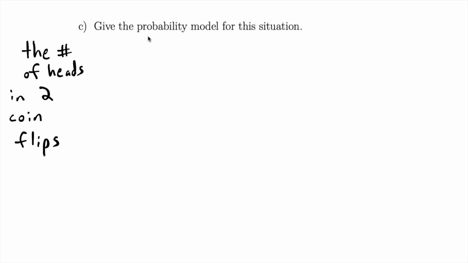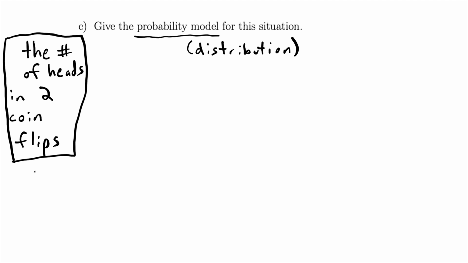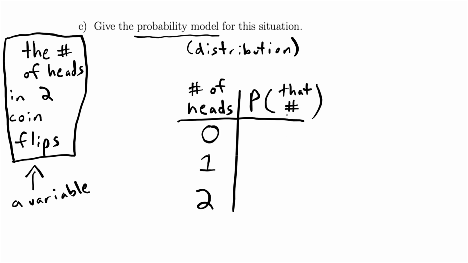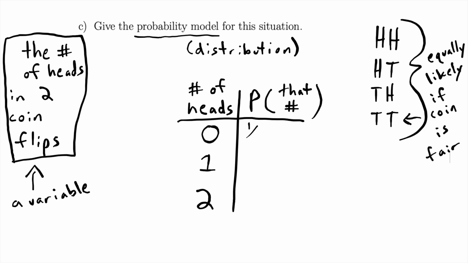So in part C, we're asked to give the probability model for this situation. This is a variable. And so the probability distribution tells you what values that variable can take on and the probability of seeing those. We were actually doing that earlier, and we can just count. And so the probability of 0 heads is the one way to get 0 heads out of 4 possible ways, whereas the probability to get exactly 1 head is 2 out of 4, and then the probability to get 2 heads is the same as the probability of getting 0 heads. And that's it. That's our probability model, our probability distribution for this variable here.